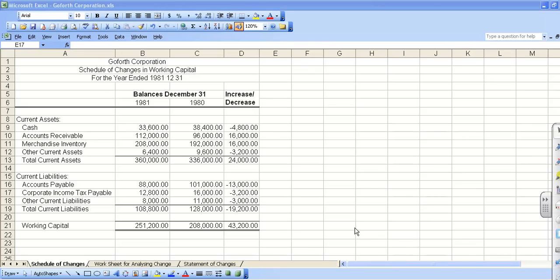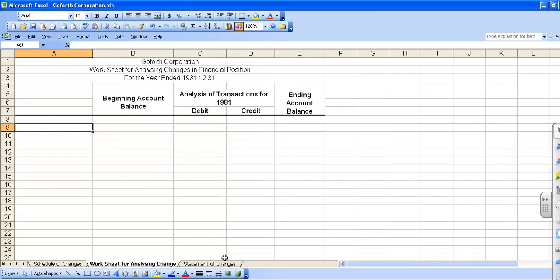Hi there. Well, the other day we learned how to do a schedule of changes in working capital. As you see on the screen, I have it to refresh your memory. What I'm going to show you today is how to do a worksheet for analyzing change. As you can see, I've already put the 3-line heading in there.